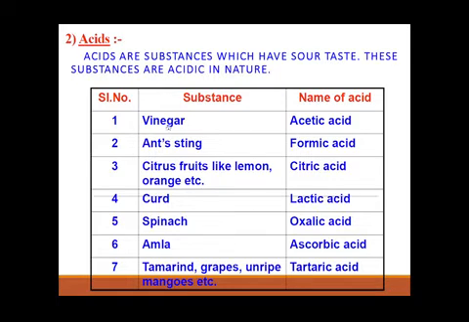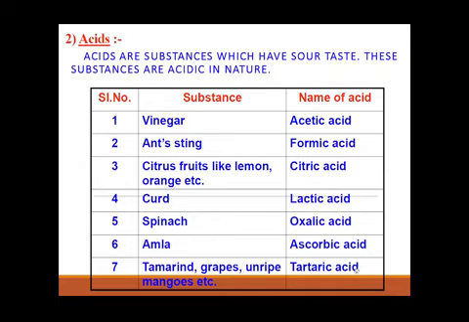Here we have found that vinegar consists of the acid known as acetic acid. Ants consist of the acid which is known as formic acid. Citrus fruits like lemon, oranges, they consist of an acid which is the citric acid. Curd consists of the acid which is lactic acid. Spinach, oxalic acid. Amla consists of ascorbic acid. Tamarind, grapes and unripe mango consist of tartaric acid.